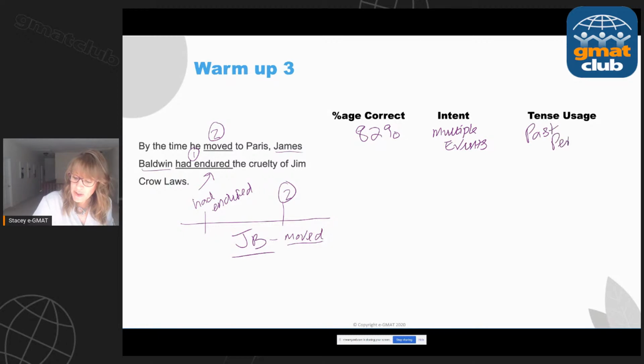It is not illogical to say that Baldwin endured the cruelty of Jim Crow laws and then he moved to Paris, possibly to escape the cruelty of Jim Crow laws, okay? So for that situation, this is making logical sense, and the verb tenses are working out. So hopefully you checked the logical sequence of events in the story that the author is intending to communicate, okay?